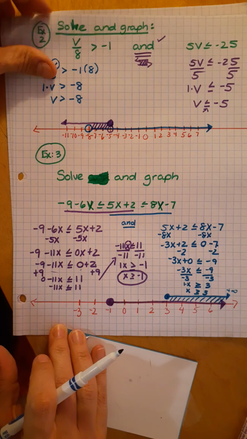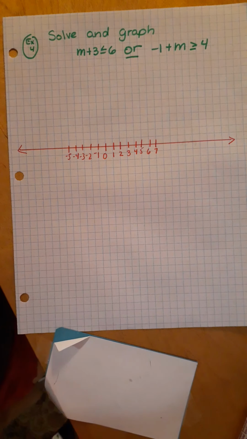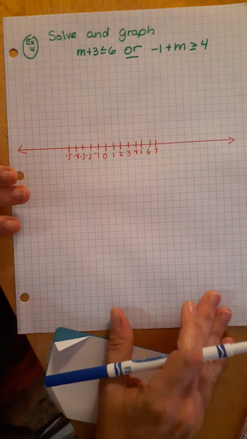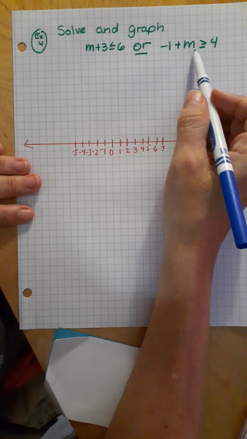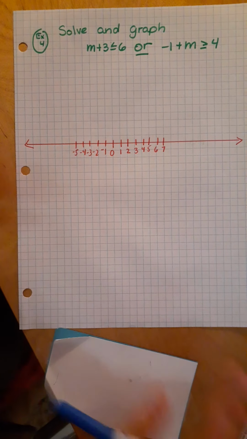And we think we have time for one more. So this is an or question, and it's important that we see an or. An or question means it could be one or the other. So we're going to do the same thing. We're going to solve both separately, and then we're going to see how the graph goes, right? Okay, so let's do that.